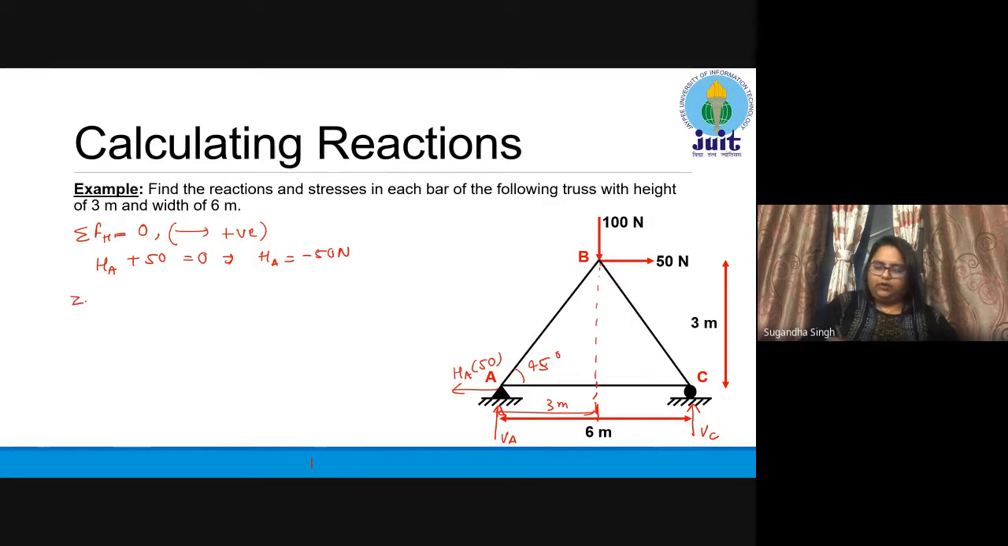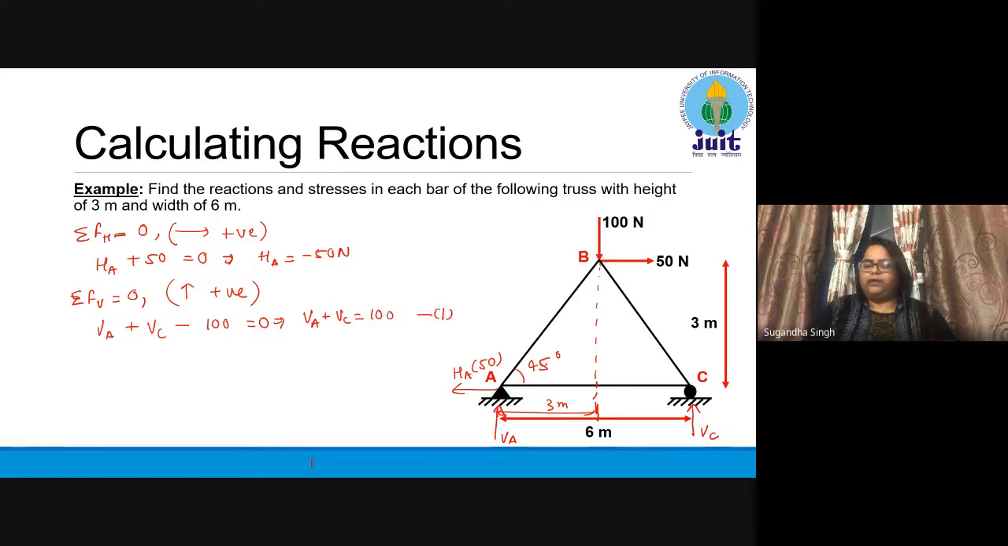Next, the sum of all the vertical forces should be equal to 0. Assuming that the upward direction force is positive, we can write this equation. So VA plus VC minus 100 is equal to 0. That means VA plus VC is equal to 100 Newton. Let's call it equation 1. We will come back to it later.